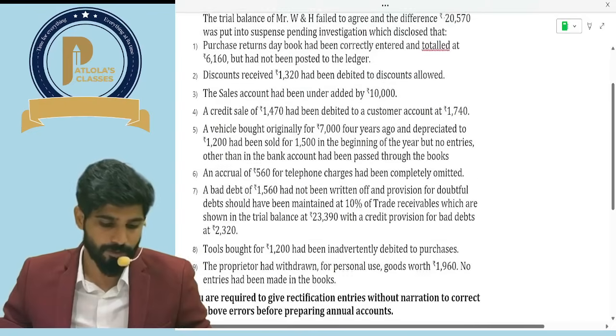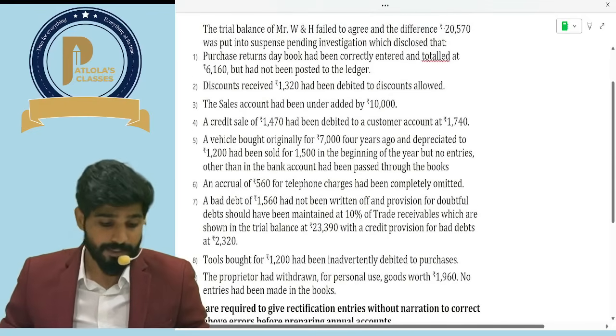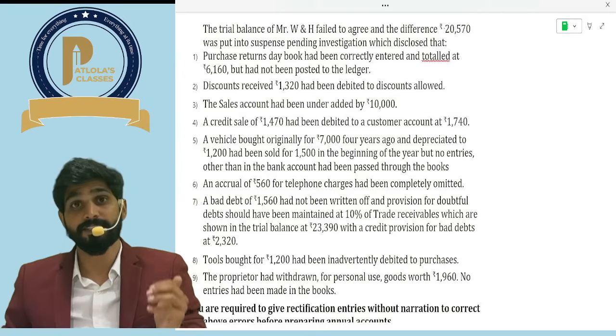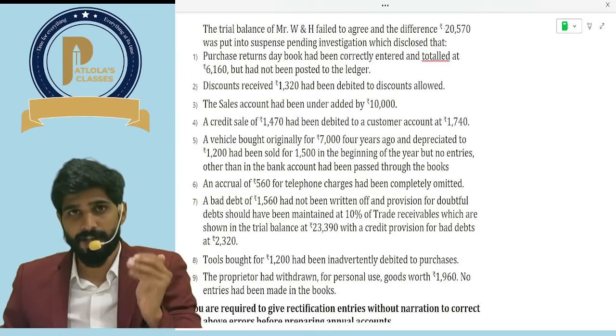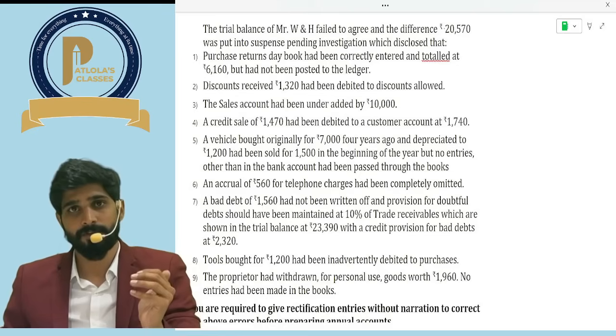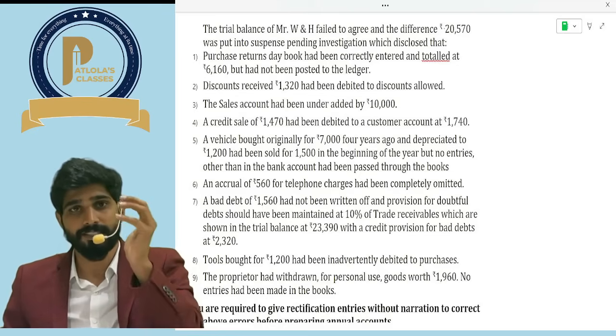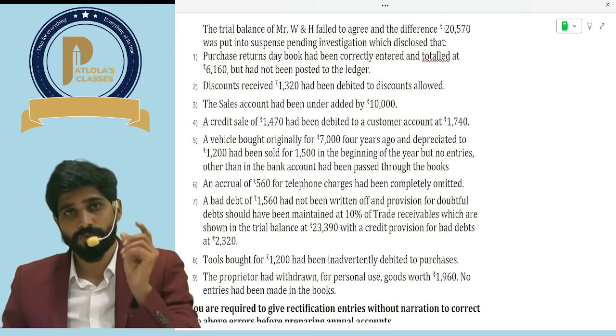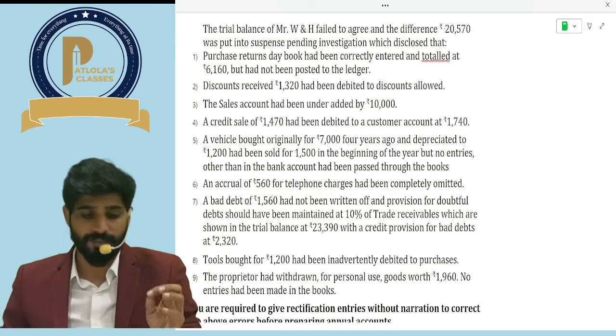Let's get into the third one. What is the third one? Sales account has been under added. When sales is taken less, sales is credit balance. In trial balance, you take sales less. Your trial balance credit side will be less by 10,000. That we will put to suspense. So suspense will have a credit balance of 10,000.